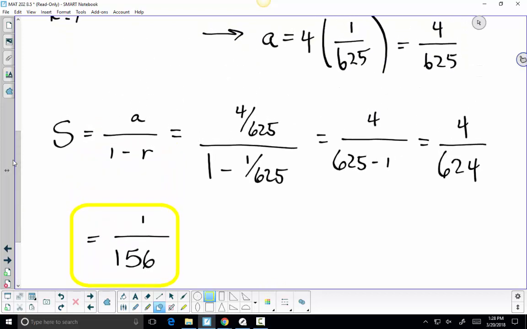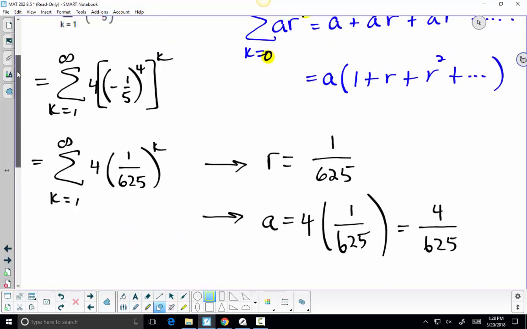So is there any piece of that that you want to look at more carefully? We need to be very careful with our index and with our power. What would a be if k started at 0? 4. a would be 4 if k started at 0. If k started at 2, what would a be? 4 times 1 over 625 squared. Yeah, so 4 over 625 squared. That makes sense? So to find your a value, plug in that first index value. That will be your a.